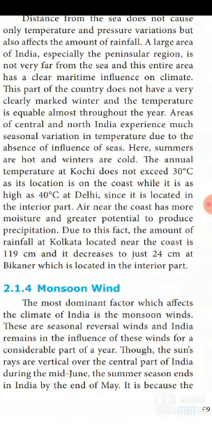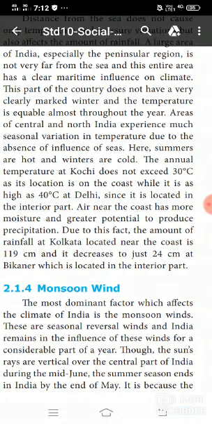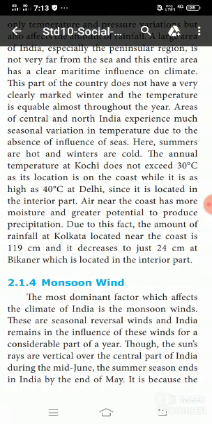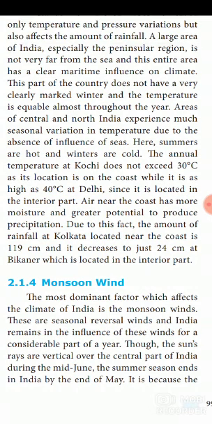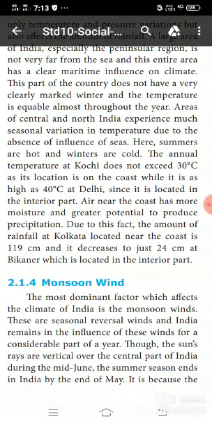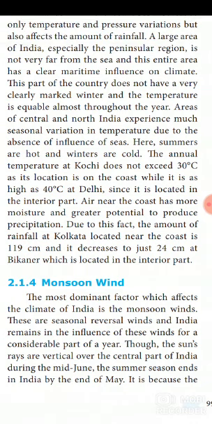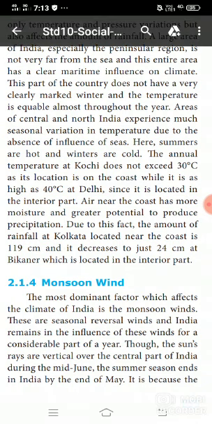Here summers are hot and winters are cold, you know that. The annual temperature at Kochi does not exceed 30 degrees Celsius as it is located on the coastal side, while it is as high as 40 degrees Celsius at Delhi since it is located in the interior part. Air near the coast has more moisture and a greater potential to produce precipitation. Due to this fact, the amount of rainfall at Kolkata, located near the coastal areas, is 119 centimeters, and it decreases to just 24 centimeters at Bikaner, which is located in the interior part.